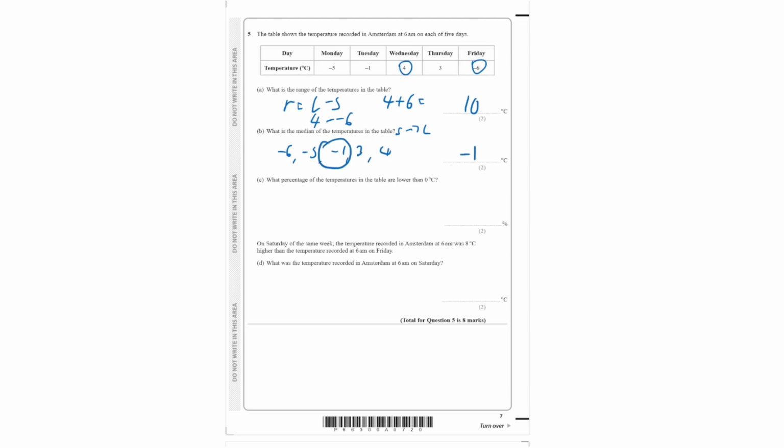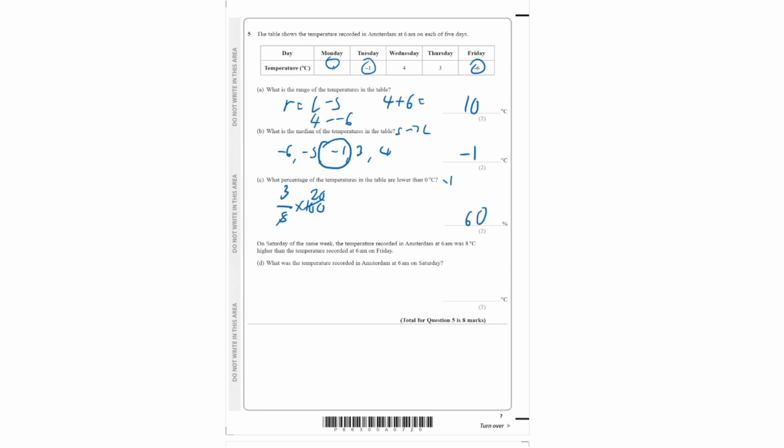What percentage of temperatures in the table are lower than 0 degrees? So anything less than 0 is something negative. So we take all the negative numbers, 1, 2, and 3. So 3 over, what's the total? 1, 2, 3, 4, 5 temperatures given. And we simply multiply this by 100. Now I can see that 100 is divisible by 5, so that gives us 20. So 3 times 20 is simply 60%.